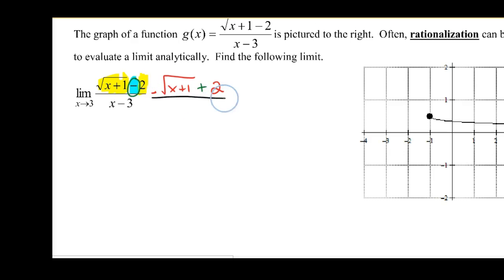And I'm not trying to change the value of this function. I want to preserve its value. I'm only changing its form. So I'm going to multiply it times the exact same thing on the top and bottom. And when I do that, anything divided by itself, I always like to draw this, is 1. So I'm multiplying this function times 1, even though it's a complicated looking one.